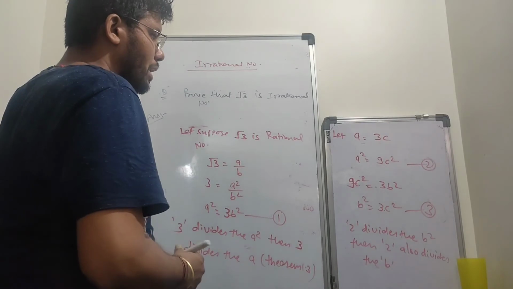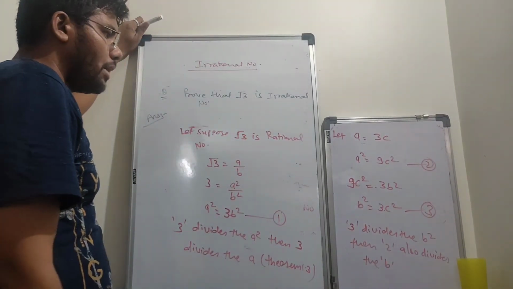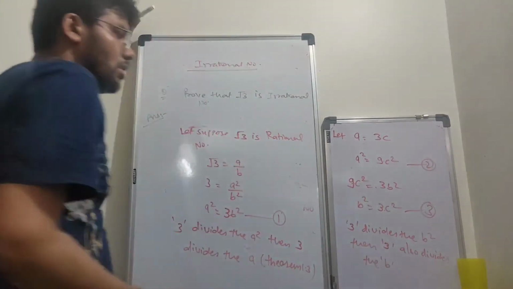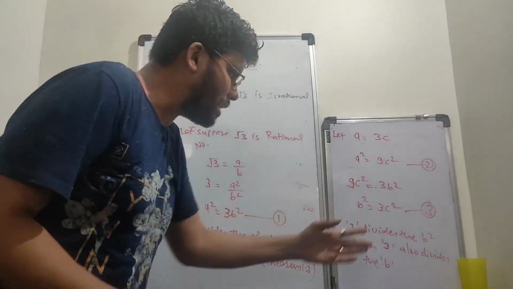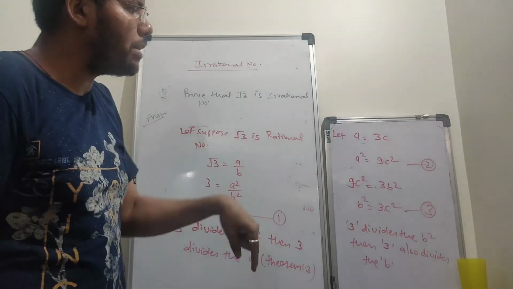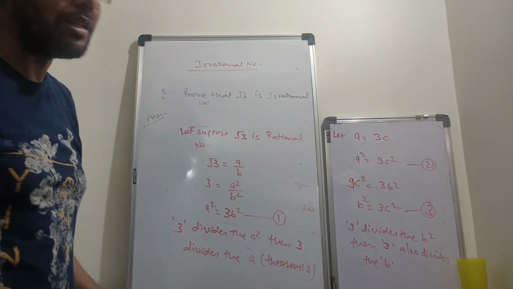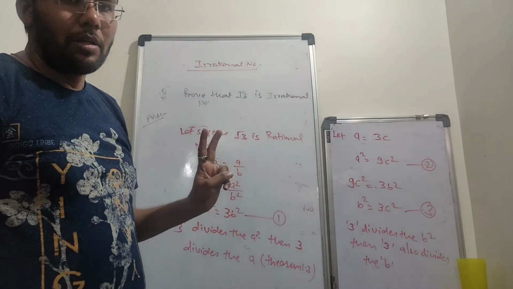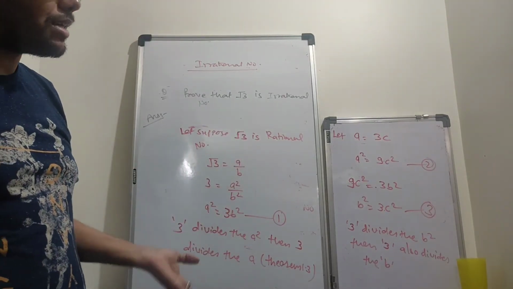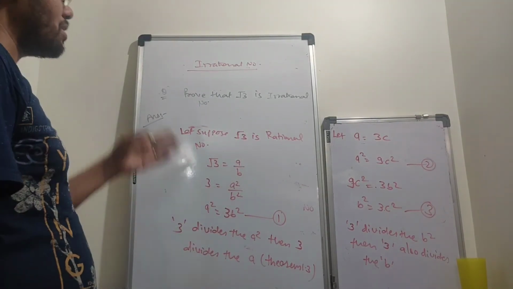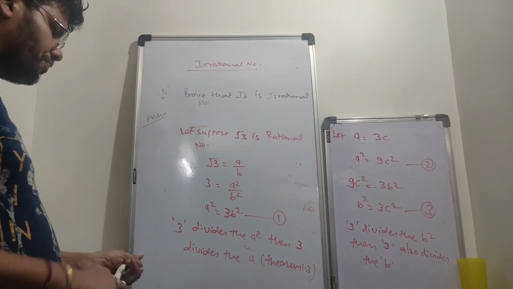Now by observing equation 1 and equation 3, we conclude that 3 divides a square, then 3 also divides b square, then 3 also divides b. So from these two statements, we conclude that 3 is also a common factor for both a and b. But according to the definition of rational number, they have only one common factor, that is 1. But here both a and b have two common factors, one is 1 and another is 3. So it is not a rational number. If it is not a rational number, then it is an irrational number. So that is a way to prove a number irrational. That method is known as method of contradiction.